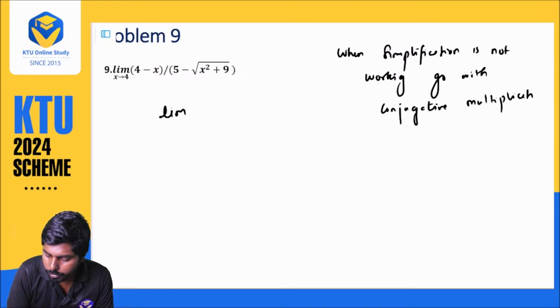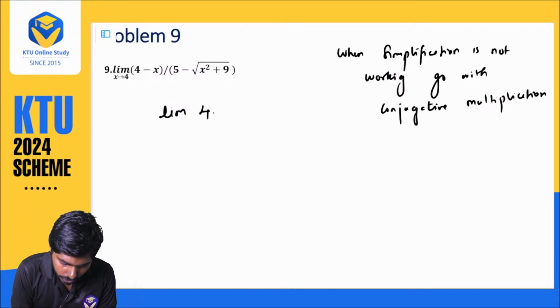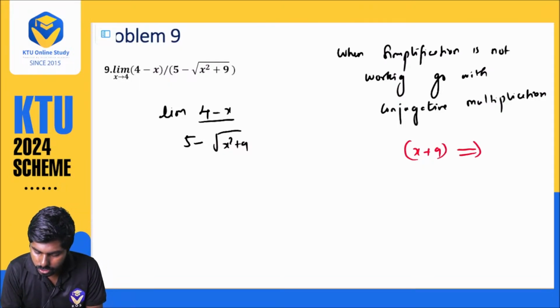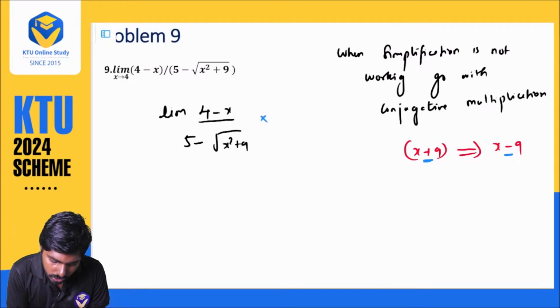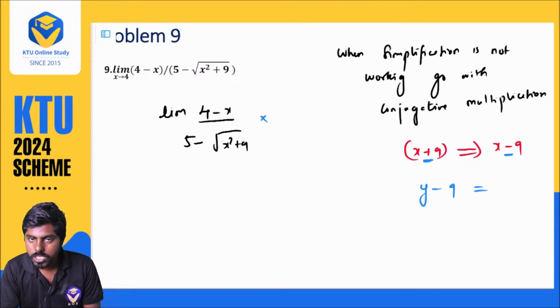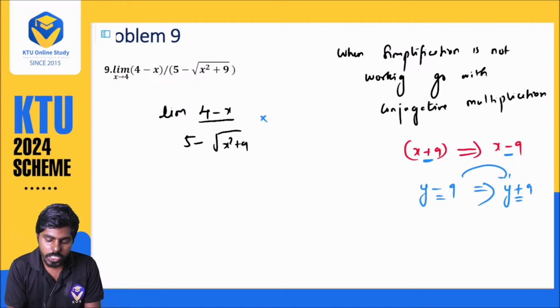What is conjugate multiplication? It means just the opposite symbol. For example, x plus 9: what is the conjugate of this? That is nothing but x minus 9. The only difference is the symbol. For another example, y minus 9: the conjugate value is y plus 9. See, the symbols are varying.